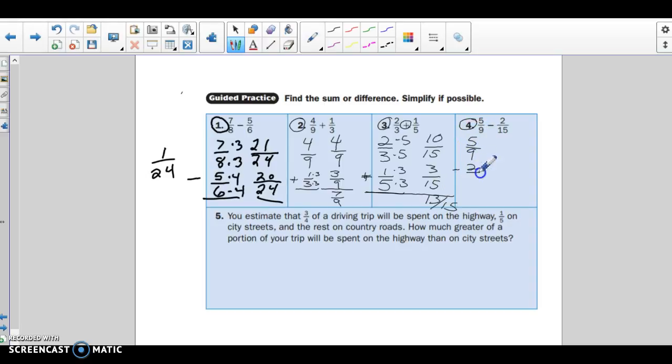Okay, and 5/9 subtract 2/15. What is the common multiple they have? 45. Are there bigger multiples they share, like 90? Yes. It would work, but you're going to end up simplifying later on. So it's better to find the least. So, again, keeping it neat. We have 25 and we have 6. What is the result? 19/45. 19/45. Okay, guys.